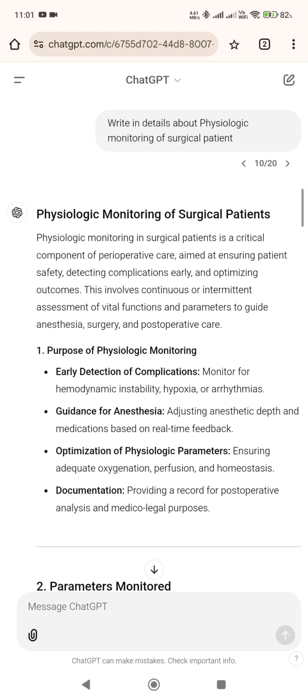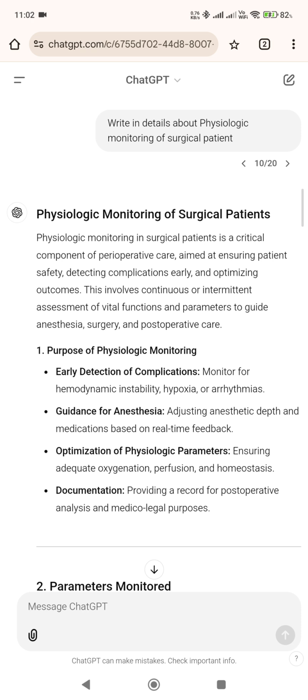Physiologic monitoring of surgical patients. Physiologic monitoring in surgical patients is a critical component of perioperative care, aimed at ensuring patient safety, detecting complications early, and optimizing outcomes. This involves continuous or intermittent assessment of vital functions and parameters to guide anesthesia, surgery, and postoperative care. 1. Purpose of physiologic monitoring.